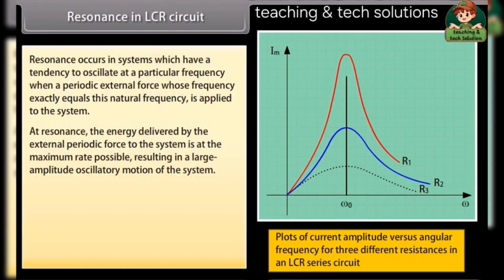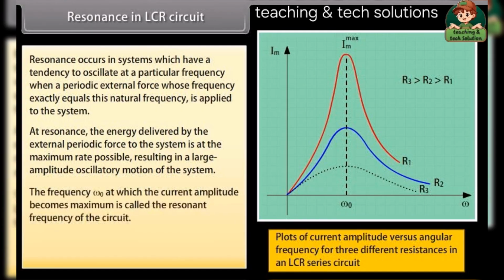At resonance, the energy delivered by the external periodic force to the system is at the maximum rate possible, resulting in a large amplitude oscillatory motion of the system. The frequency omega naught at which the current amplitude becomes maximum is called the resonant frequency of the circuit. Omega naught is equal to 1 upon under root LC.